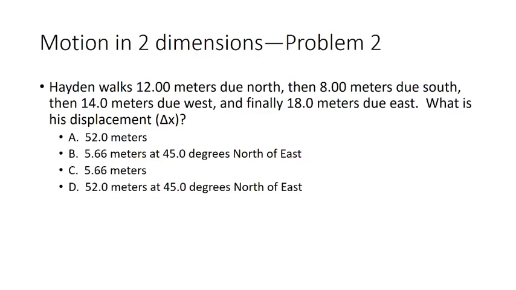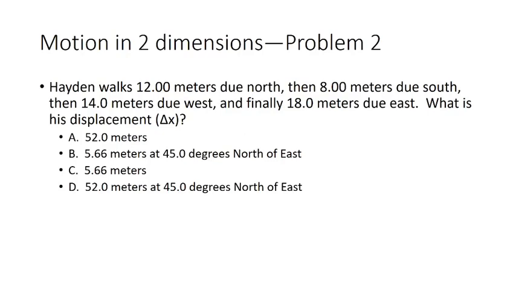In problem 2, we have a very similar problem to problem 1, except this time we're being asked to find displacement. Displacement is a vector quantity. In vector quantities, both the magnitude and the direction matter. So if we want to find something's displacement, we're comparing where, in this case, Hayden started and where he finished. And the displacement is going to be a straight line between those 2 points, the start point and the finish point.